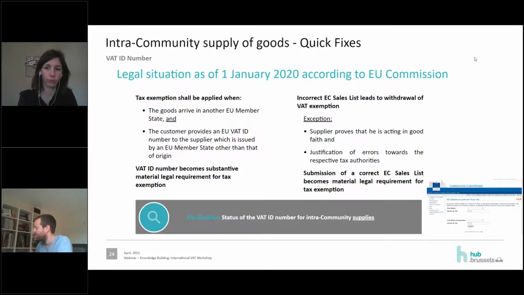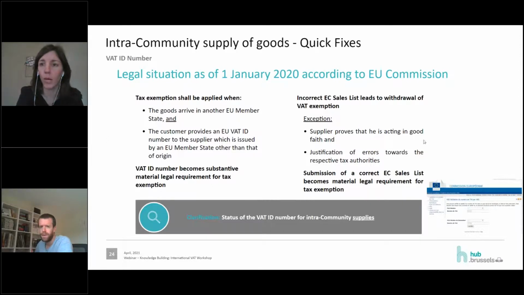So it really becomes a substantive condition. It's important to at least be able to show, in case of a VAT audit, that you've checked the validity of the VAT number. It can be done via print screen. It can be done via some specific tools that are available on the market, but that becomes really an important element to justify the VAT exemption.